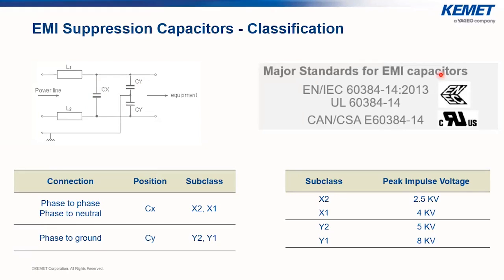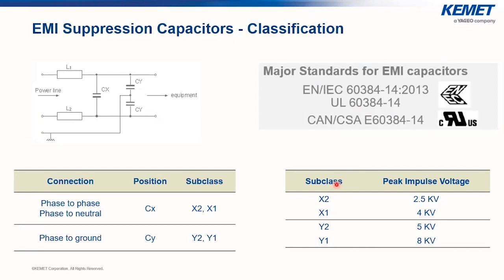There are standards that define how these capacitors must perform. There are different tests that are described that must be fulfilled by this kind of capacitor. So we have two big classes, X and Y, and we have different subclasses. The most known are X2 and X1 for X capacitors, and Y2 and Y1 for the Y capacitors. As you can see here, these standards are the EN for the European market, for example, or the UL 60384-14 for the American market.